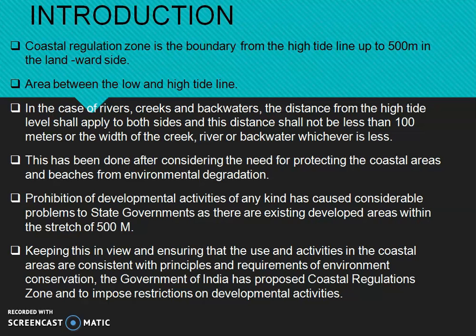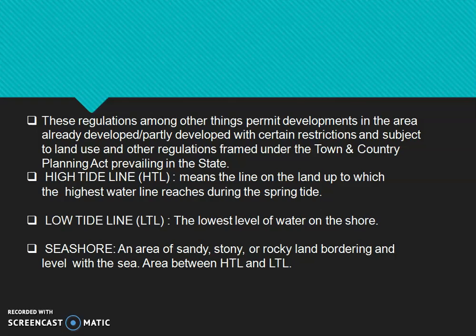In the case of rivers, creeks and backwaters, the distance from the high tide line shall apply on both sides. When it is a river, we will have a bank on both sides. So on both sides, the coastal regulation zone is applied for about 100 meters or the width of the river, whichever is less. We can take that area as the coastal regulation zone.